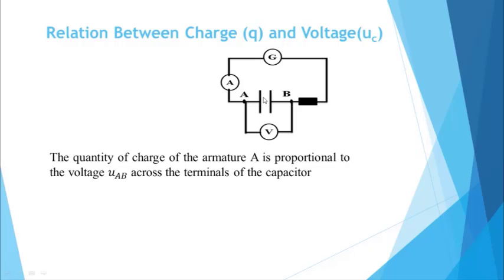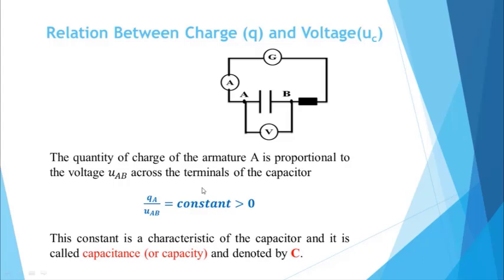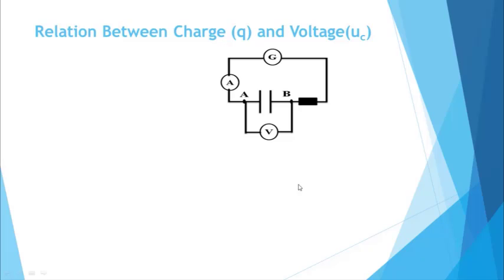The quantity of charge of the armature A is proportional to the voltage UAB across the terminals of the capacitor. Then QA divided by UAB is equal to a constant number, which is always positive. This constant defines a characteristic of the capacitor, which is called the capacitance, and it is denoted by big C. If we cross multiply the previous relation, then we will get QA is equal to C UAB. QB is equal to C UBA.